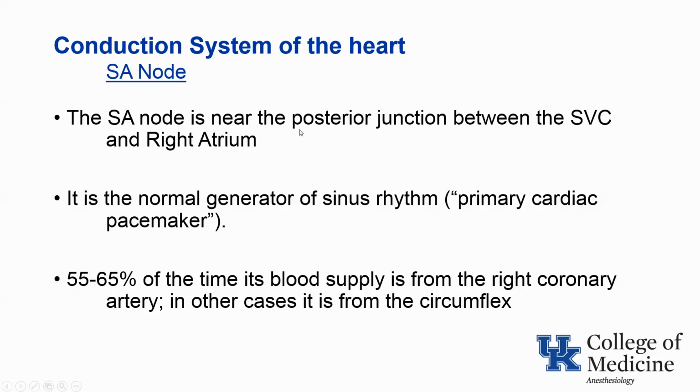The SA node, as I mentioned, is near the posterior junction between the superior vena cava and the right atrium. It is a normal generator of a sinus rhythm, the primary cardiac pacemaker, and around 60% of the time its blood supply comes from the right coronary artery.